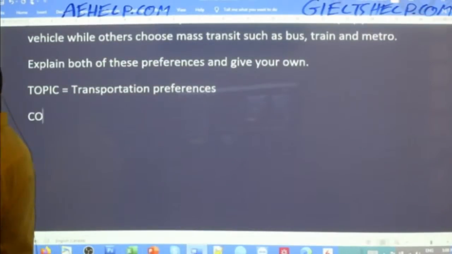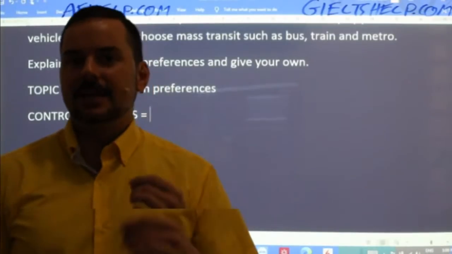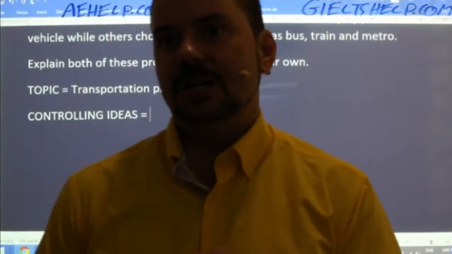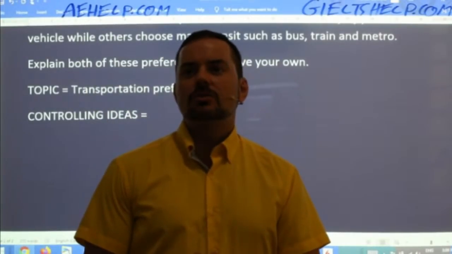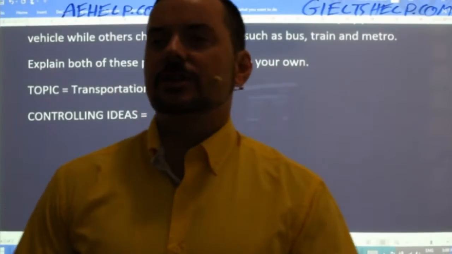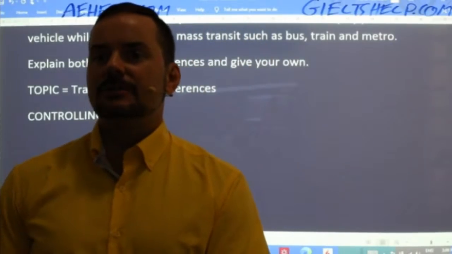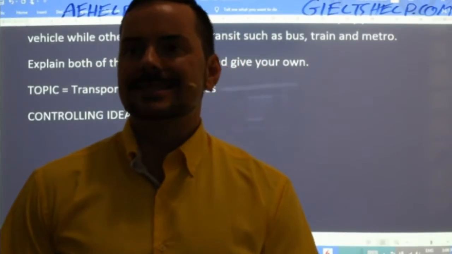So what are the controlling ideas? Okay, so the topic here, what we're talking about, is transportation preferences. So people's choice of transportation. That's what we're talking about here. Okay, what's the controlling idea? Okay. So VibeHub says certain individuals love to use personal transportation while others love to use public transport. Don't just repeat the question. Make it more concise.